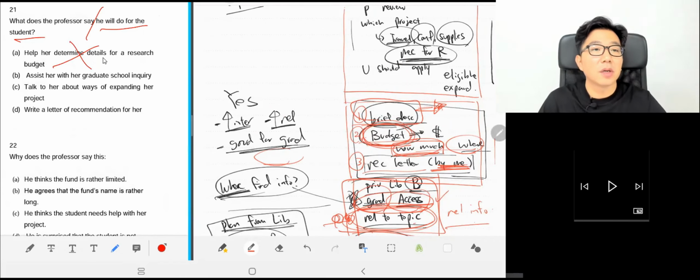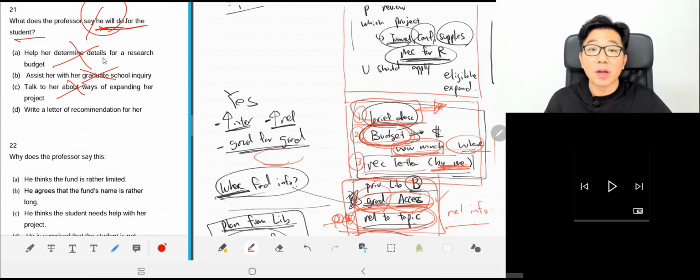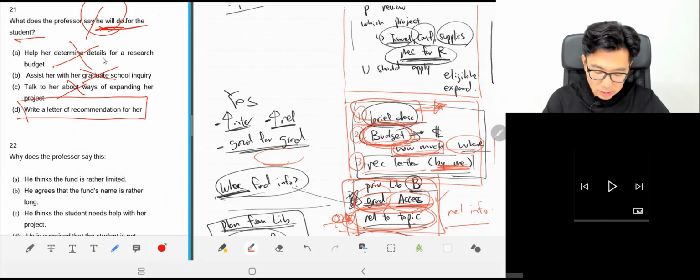Not mentioned. B, help with a graduate school inquiry, irrelevant. C, talk to her about ways of expanding her project. Yeah, maybe, but it's not something that he says he will do for her. Okay, it's different, talking about it as opposed to, yeah, this is what I'll do for you. I will do this for you. That is, write a recommendation letter. Okay, so the answer is D. Question 21, D.